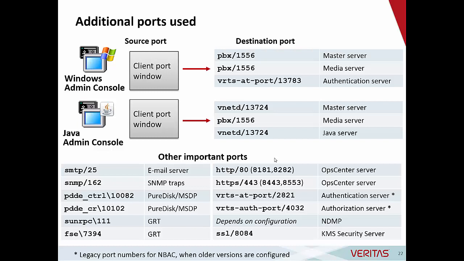If you've got the older versions of NBAC running on back-level servers, you can see the older ports that are used here. If you're expecting NetBackup to be able to send out communication via email, well, I've got to make sure the standard SMTP port is open. If I want to use SNMP traps with OpsCenter, again, I've got to make sure the 162 port is open. These are not NetBackup-specific ports. These are industry standard ports, but it's still something I need to consider. If I want NetBackup to send email, I've got to make sure the standard SMTP port is open, or else it's not going to happen.